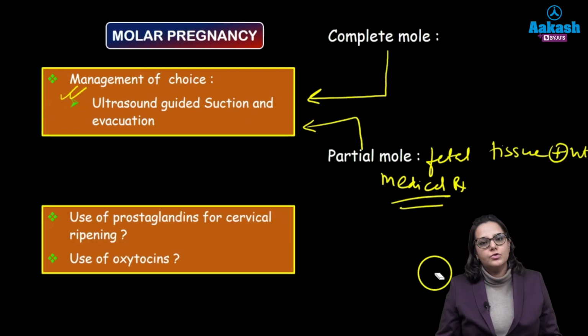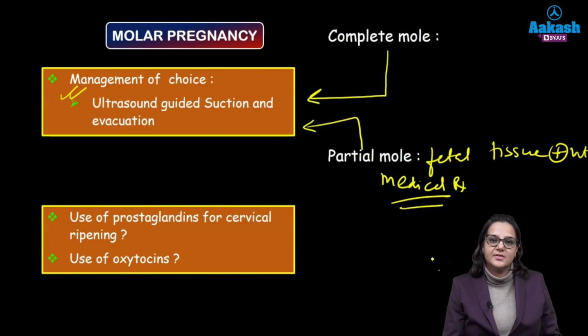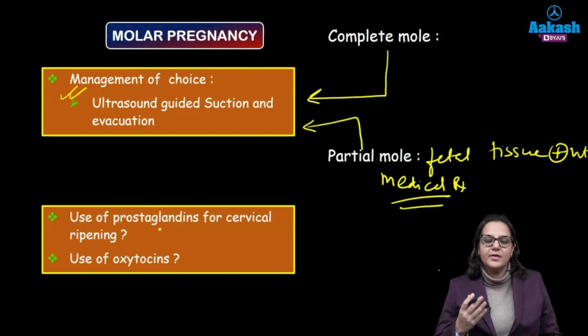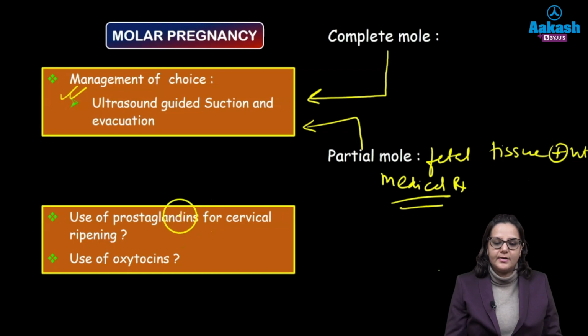Now what about the use of prostaglandins for cervical ripening? For doing any procedure, we need to enter through the cervix into the uterus, okay. For that the cervix needs to be soft. We use medications to soften the cervix, and that is known as cervical ripening, okay. So generally misoprostol is used. It is a prostaglandin. So what about the use of that?